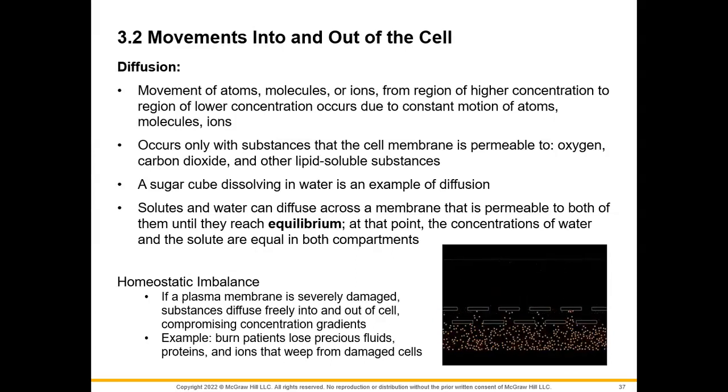An imbalance of homeostasis can occur if the plasma membrane is severely damaged. Substances diffuse freely into and out of the cell, compromising concentration gradients. This could occur in burn patients. They will lose precious fluids, proteins, and ions that weep from their damaged cells.